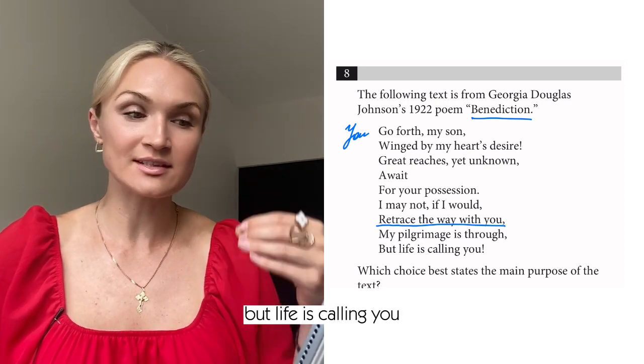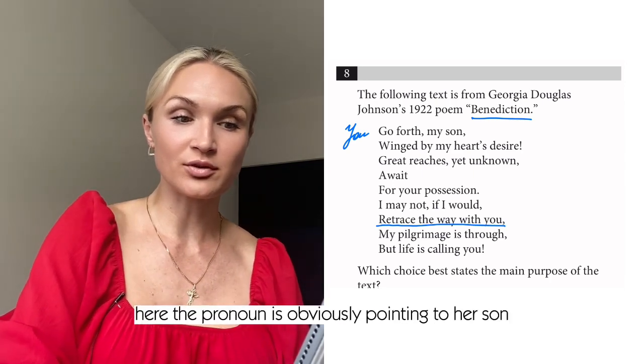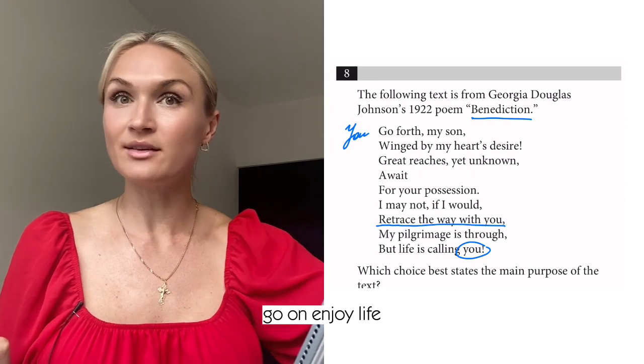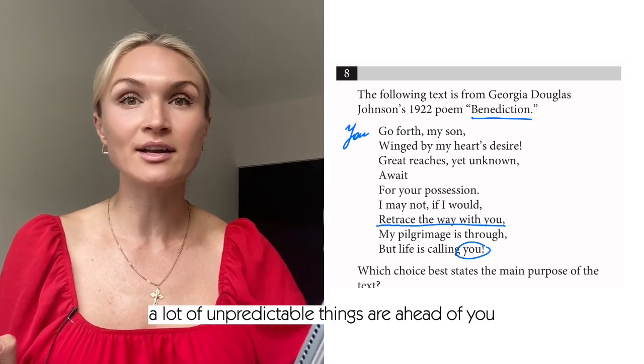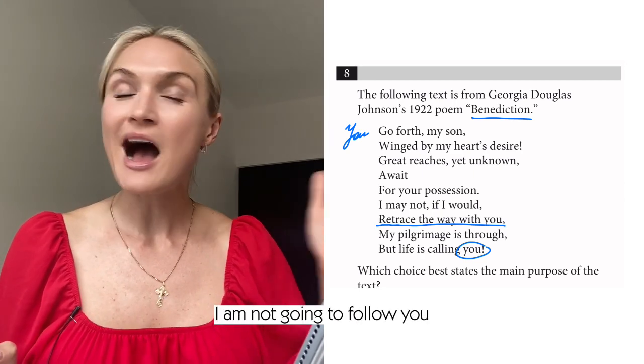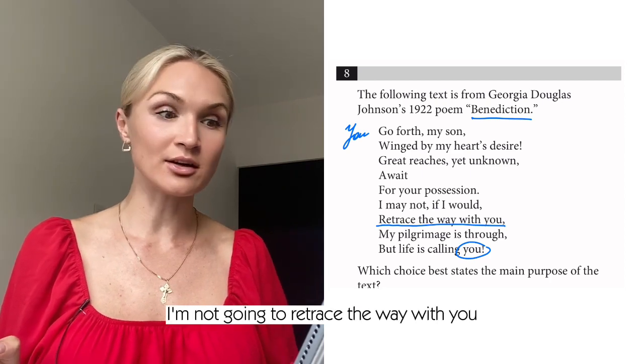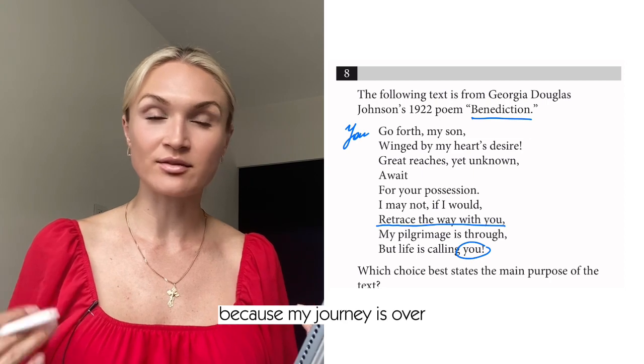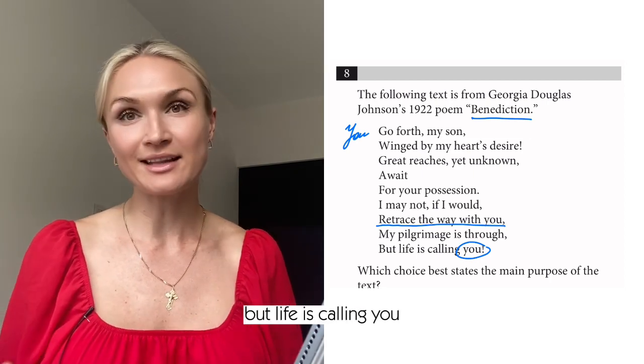But life is calling you. Here, the pronoun is obviously pointing to her son. So she says, go on, enjoy life. A lot of unpredictable things are ahead of you. I am not going to follow you. I'm not going to retrace the way with you because my journey is over. My pilgrimage is through, but life is calling you.